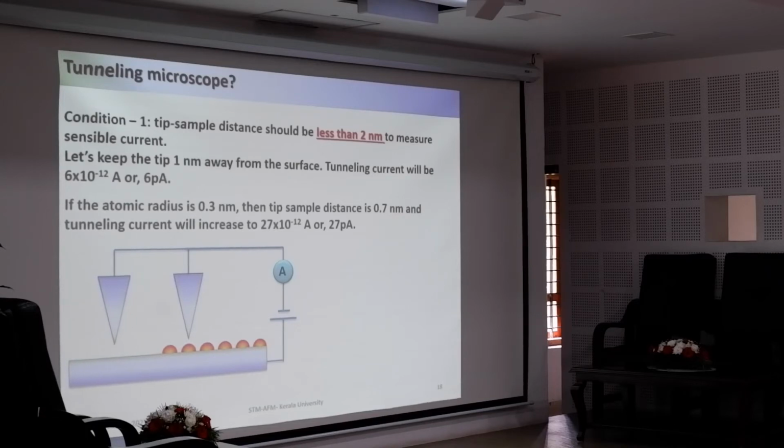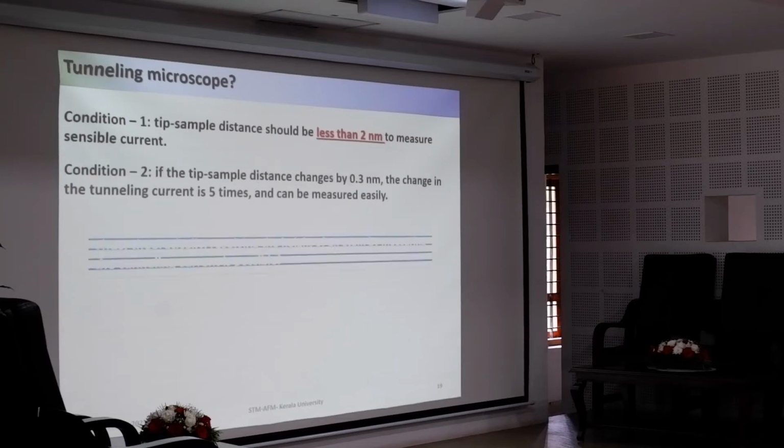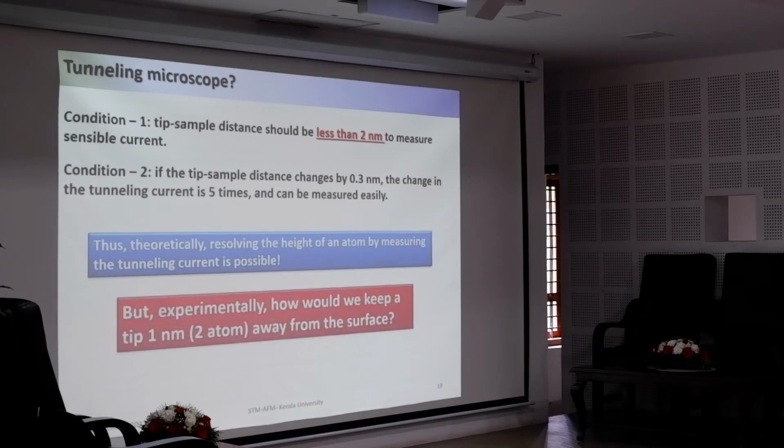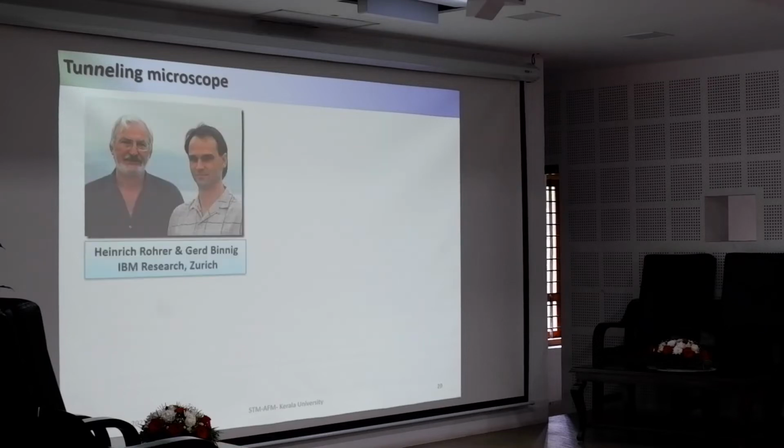And if I am going to scan for days and nights, all that time that distance has to be the same. So that's the mechanical or instrumentation challenge, and that's already solved. That's no problem. So theoretically, resolving the height of an atom by measuring the tunneling current is possible. That's where it started at IBM in the 1980s, the idea that we can do atomic resolution using tunneling current. Experimentally, you have to keep the tip 1 nanometer away from the surface. That is the problem.